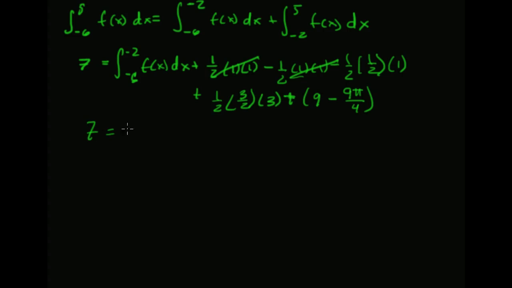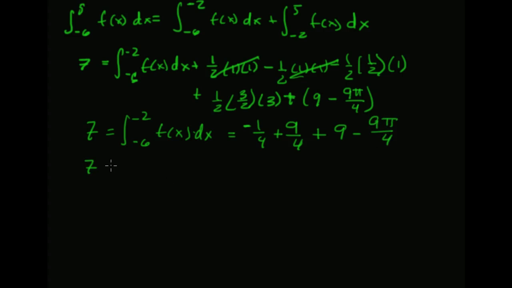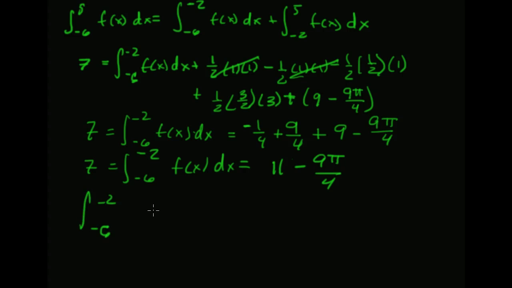Let's see what we get here. 7 is the integral from negative 6 to negative 2, f of x dx. This is a fourth, negative, plus 9/4 plus 9 minus 9 pi over 4. So this is negative 6 to negative 2, f of x dx would be 11 plus minus 9 pi over 4. So this means the integral from negative 6 to negative 2, f of x dx.